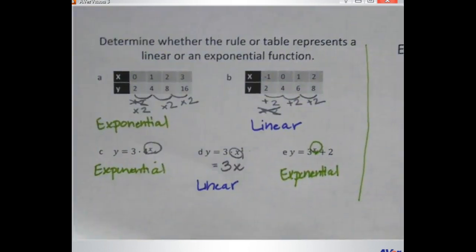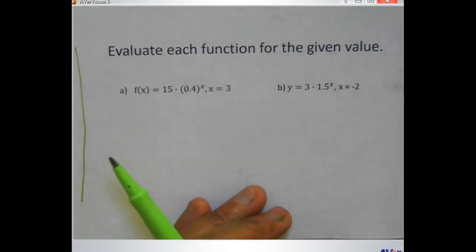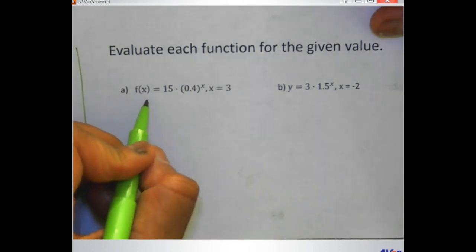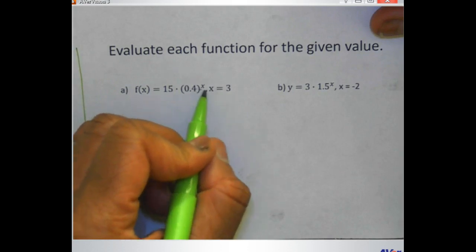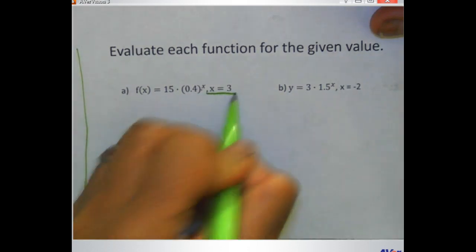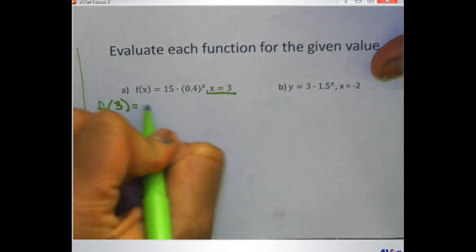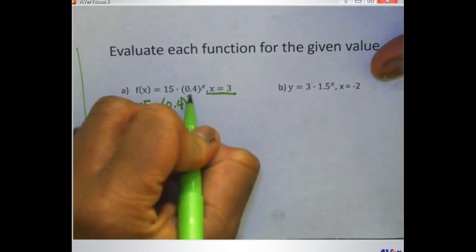Okay. Now, the next thing that we would like to do for this whole entire section, not the last thing though, is to evaluate each function for the given value. Evaluate each function for the given value. So, let's read this. This is function notation. This is saying the function, with regards to x, is equal to 15 times 0.4 to the x. I want to evaluate that when x equals 3. So I want to put for the function, when I plug in 3, is equal to 15 times 0.4 to the third power.